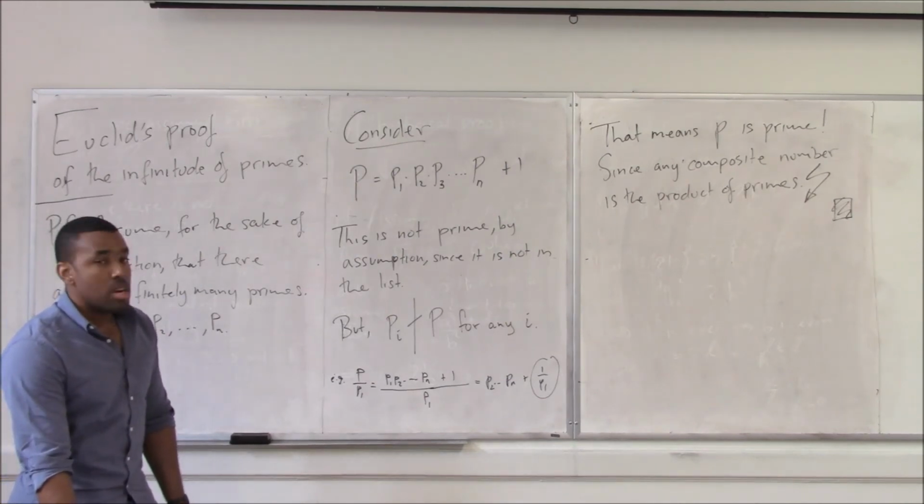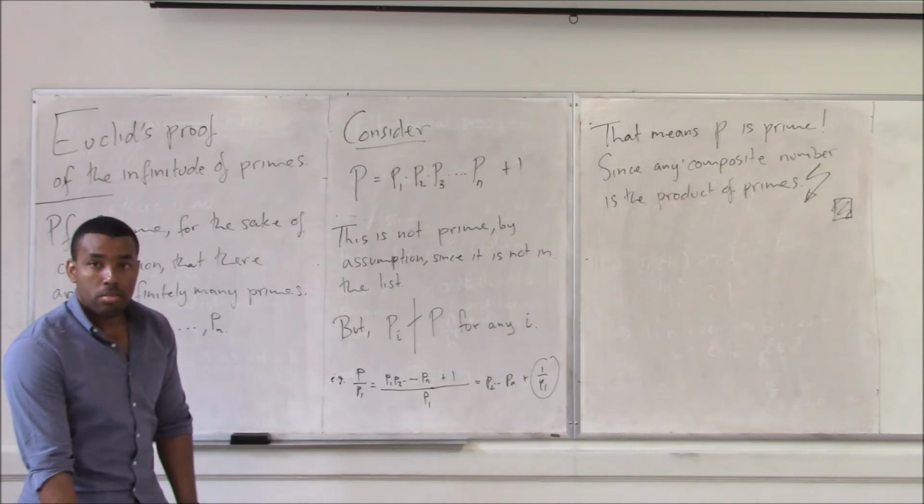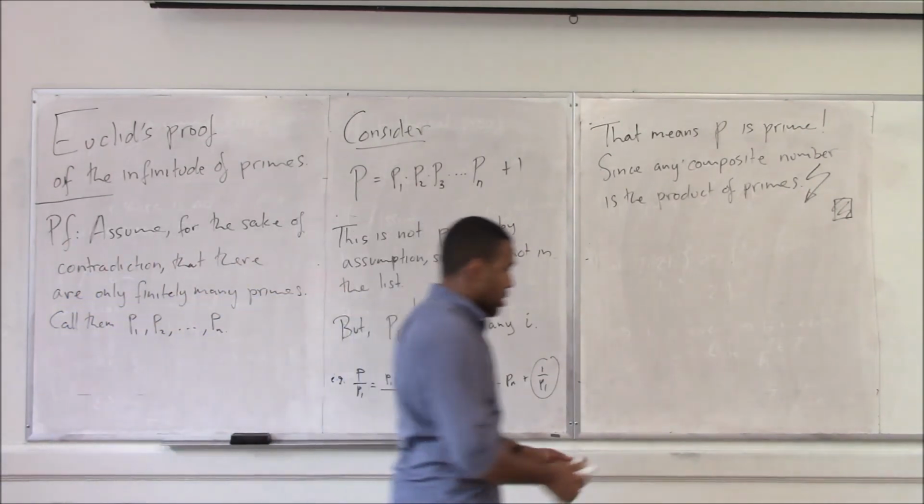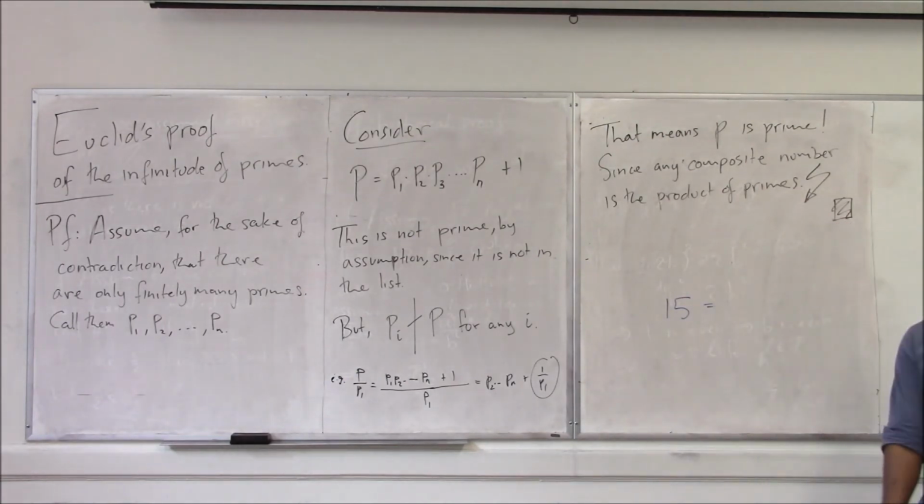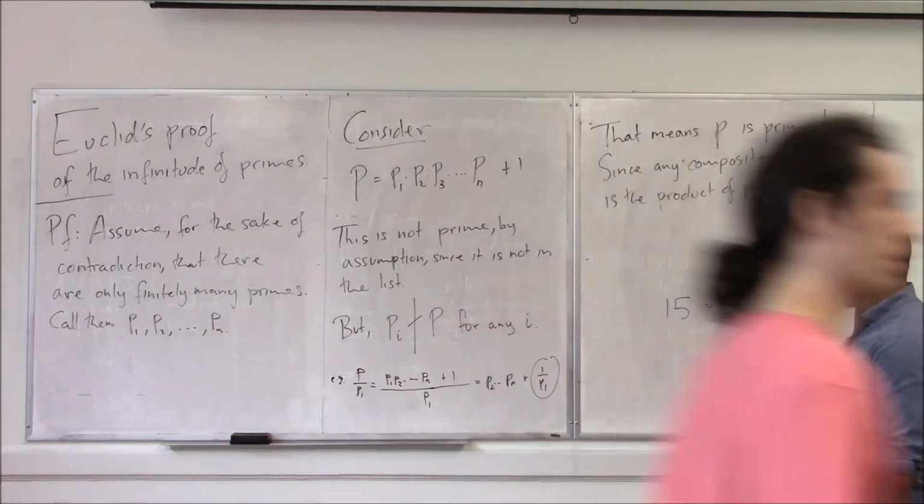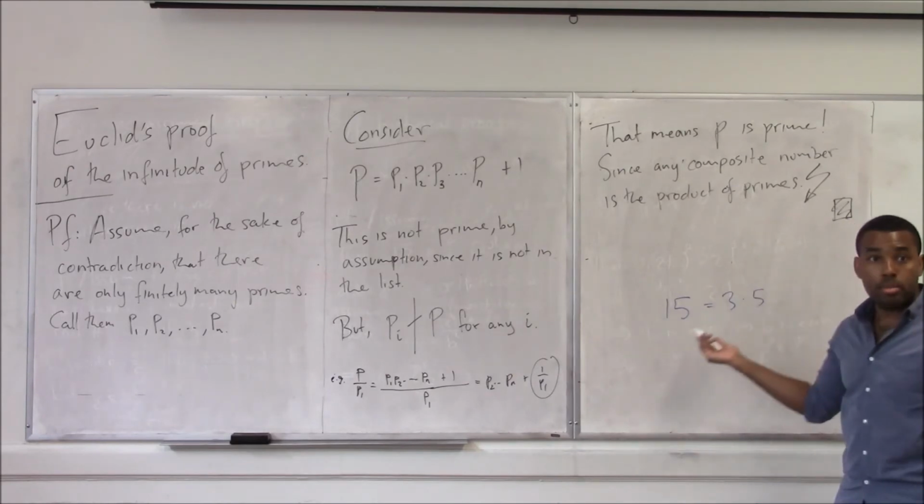The idea is any number that is not prime can be factored into primes. There's something called a prime factorization. So, for example, take a number that you know is not prime, like 15. What is that? 3 times 5? That's 3 times 5. Those are prime numbers, right?